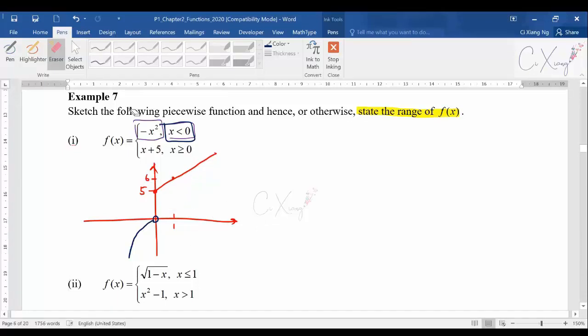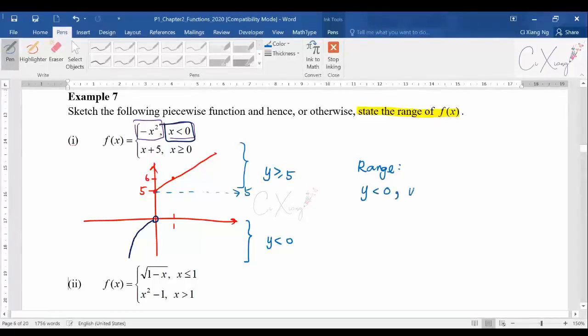After you complete the graph already, you should look for the range. So for the range, you see that you got two parts of the graph. This is the first part of the graph, and then this is the second part of the graph that starts from 5. For this part of the graph, the range is y smaller than 0. And for this part of the graph, you will see that y is greater equals to 5. Therefore, you can write out the range: y is smaller than 0 and also y greater equals to 5.